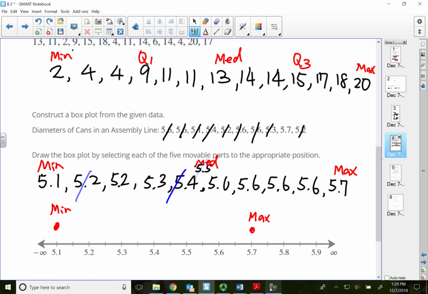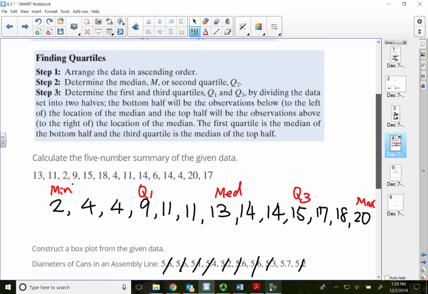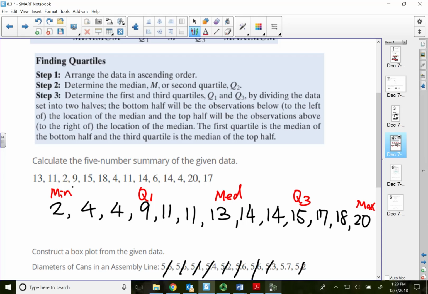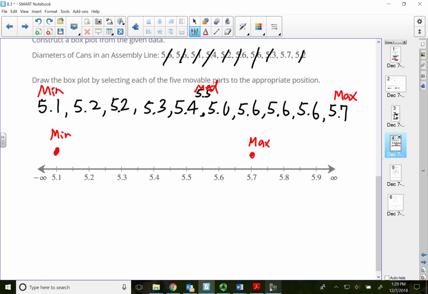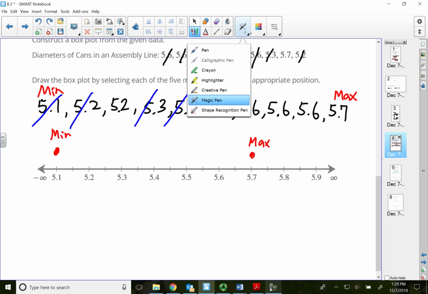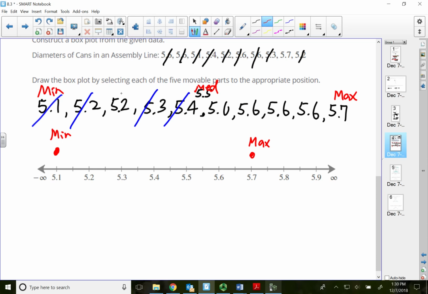So I believe, if I remember correctly, let me look up here real quick. Dividing that in two halves, the bottom half will be the observations below, to the left of the median. The top half, the observations above. All right. The first quartile is the median of the bottom half, and the third quartile is the median of the top half. Okay, that's what I did earlier. So here I got, my first half now is actually 5.1 to 5.4. So if I find the median of that, that will actually lead me to 5.2. Okay, I didn't mean to scratch out 5.5. So this is going to be my Q1.